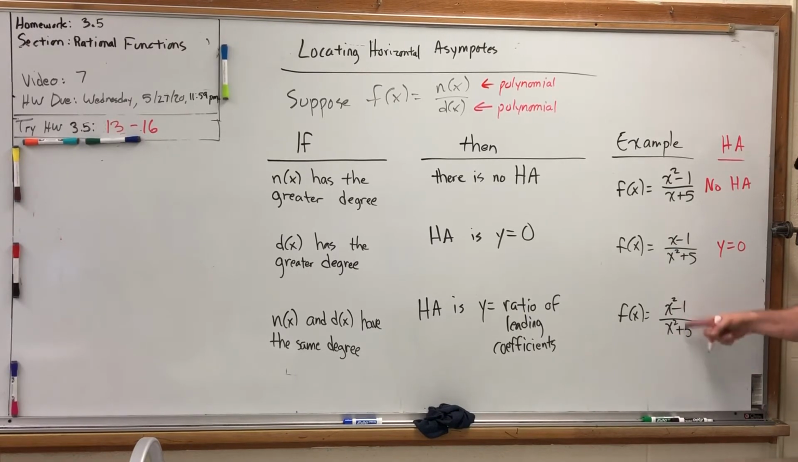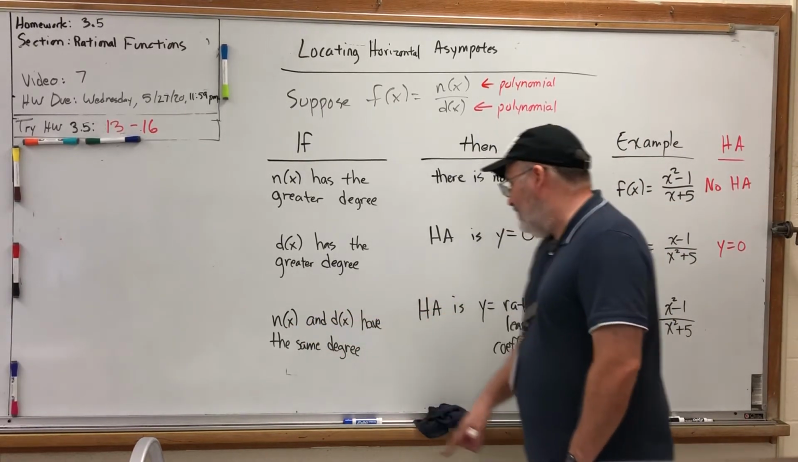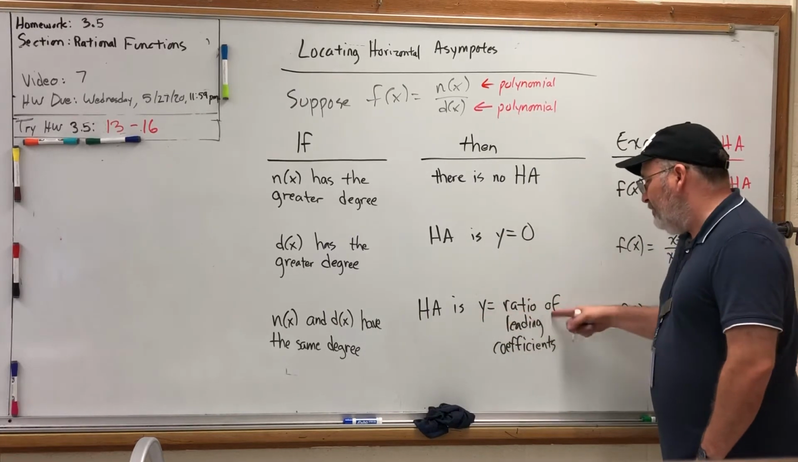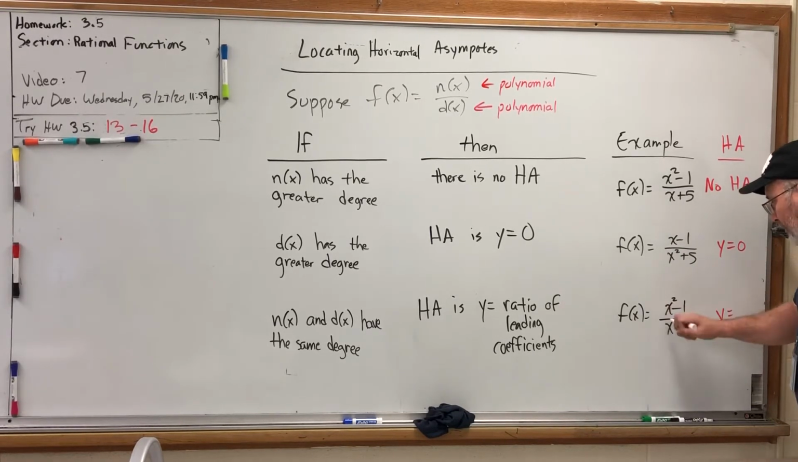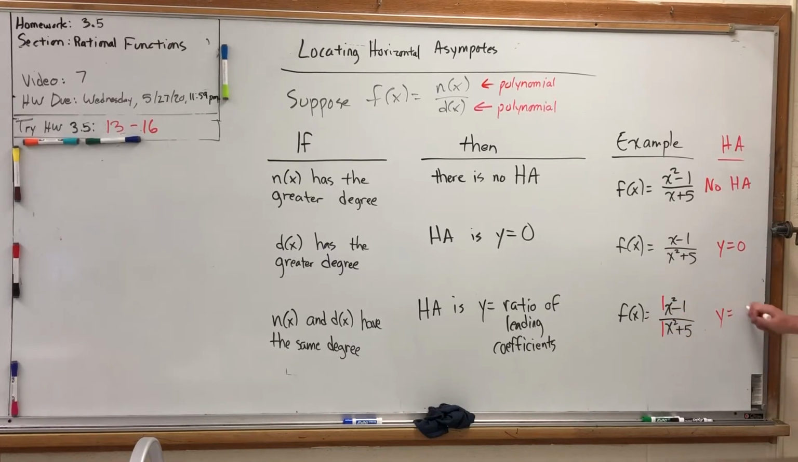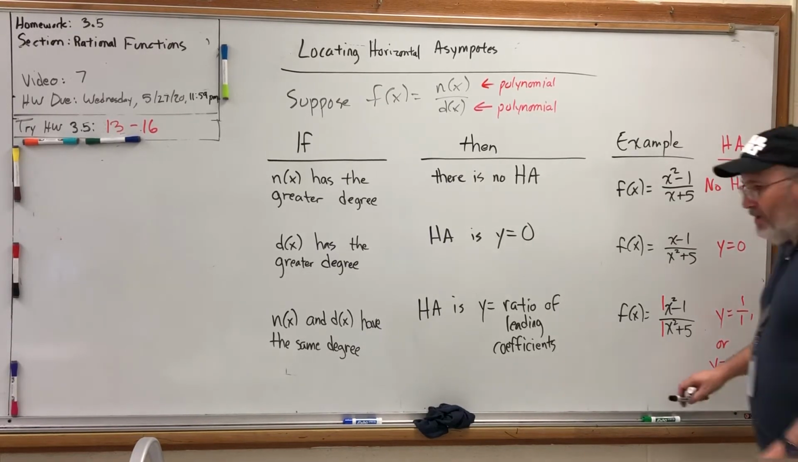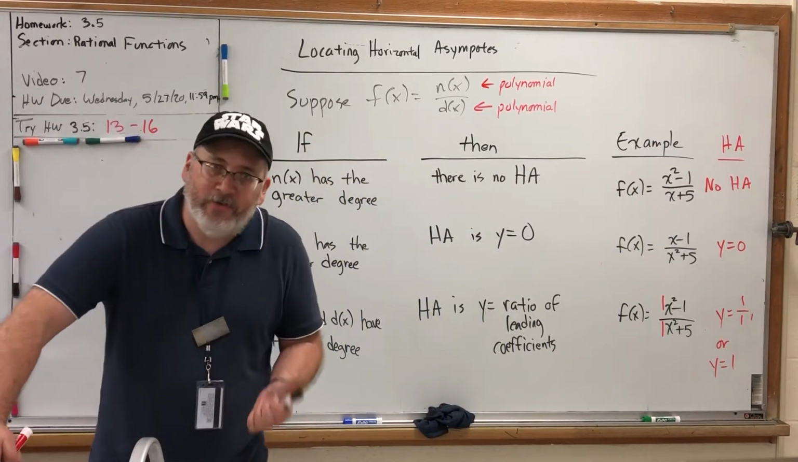In the third example, f of x equals x squared minus 1 over x squared plus 5. The numerator and denominator have the same degree. Both of them have a highest power of 2. When the numerator and the denominator have the same degree, the horizontal asymptote is y equals the ratio of leading coefficients. So you look in front of each term that has the highest power, you grab their coefficients, in this case they're both an implied 1, so the horizontal asymptote is y equals 1 over 1, which of course reduces to 1. So locating horizontal asymptotes is easy if you can spot the degrees and the leading coefficients.